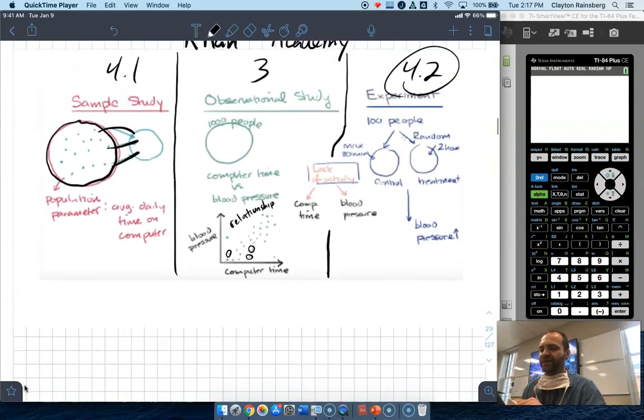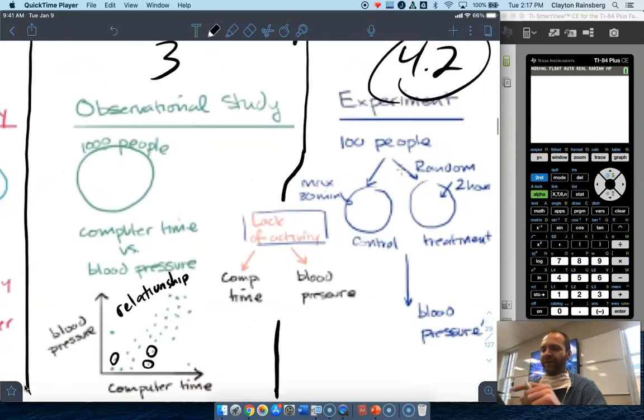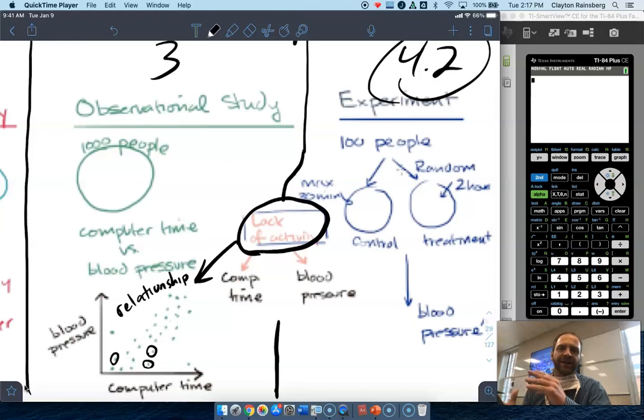That's where this picture came into play, and why I wanted to go over this is we can't tell if lack of activity from an observational study is what's really causing the blood pressure to be high or the computer time to be high. That's a confounding variable. They just may not be active people, and that's why they spend a lot of time in front of the computer, or that's why their blood pressure is high, is because they're not active. So there's a confounding variable there.